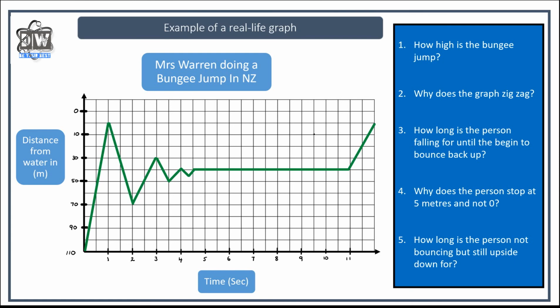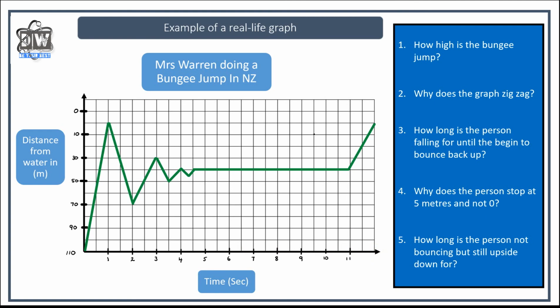So here we go, Mrs. Warren doing a bungee jump in New Zealand. Okay, distance from the water, time in seconds. So we can see here that we're going from 110 meters down to 0 meters. We're going from 0 seconds to 11 seconds or 12 seconds.